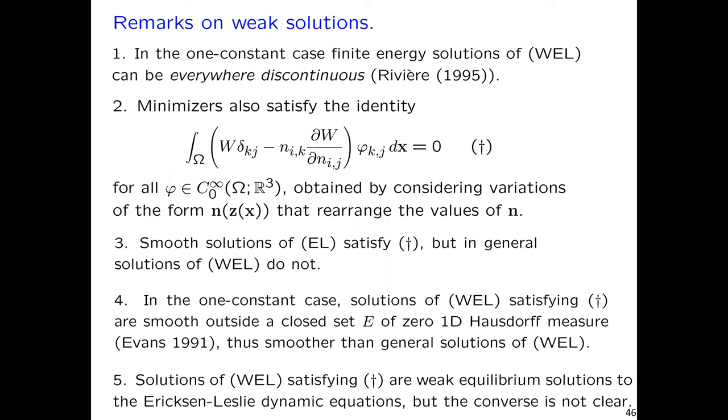And what's very interesting, I won't in this course write down dynamic equations, but the dynamic equations corresponding to the Oseen-Frank theory are the Ericksen-Leslie equations. Now, you might think that solutions of the weak Euler-Lagrange equation would naturally be solutions to the dynamic equations corresponding to zero velocity, but that's apparently not clear. However, if they satisfy this, then they do satisfy the dynamic equations with zero velocity. So there's a lot of interesting stuff here, which is not completely understood.